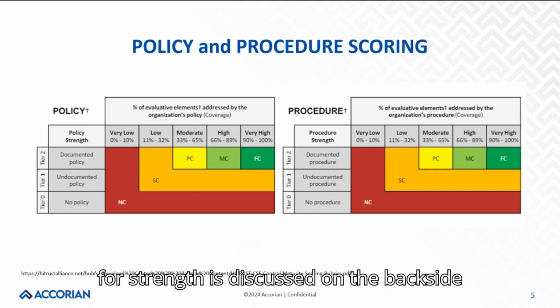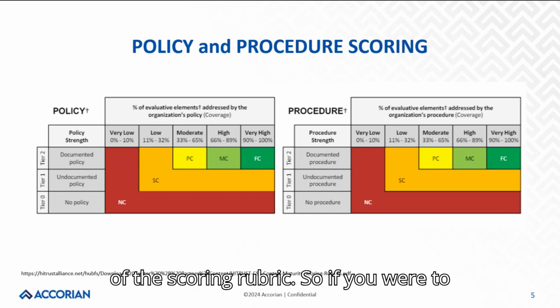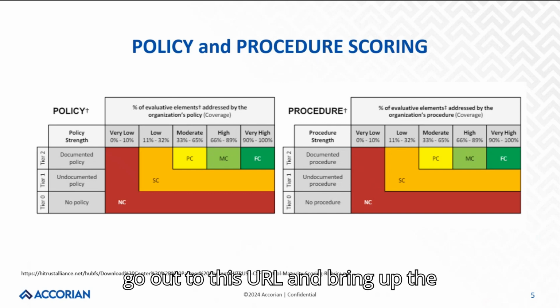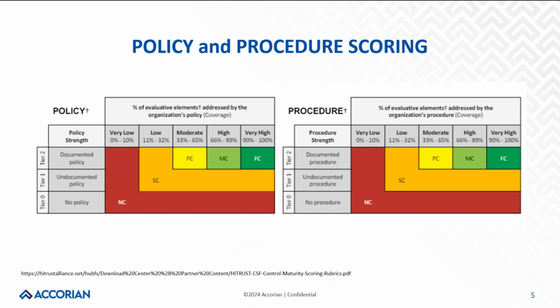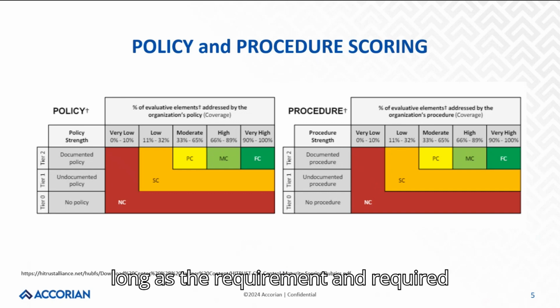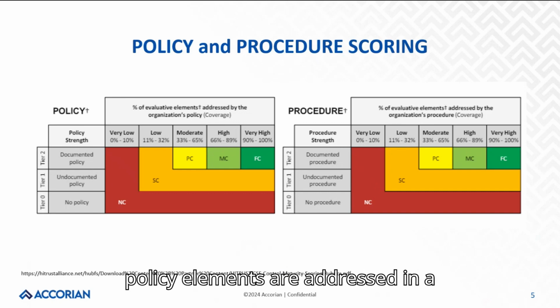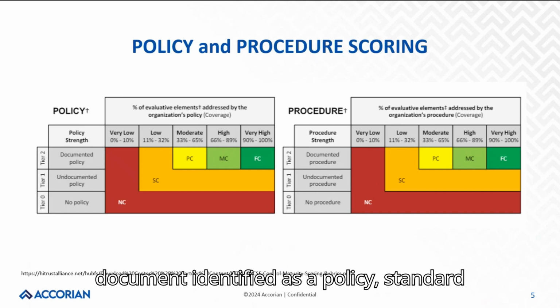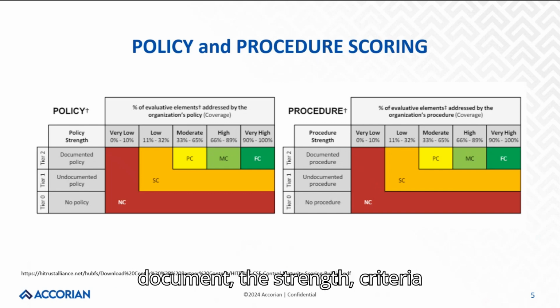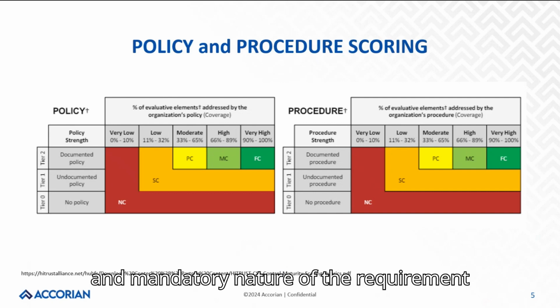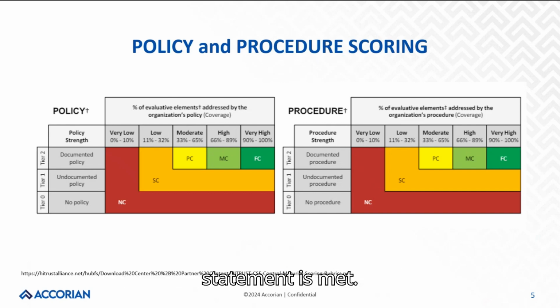Criteria for strength is discussed on the back side of the scoring rubric. If you were to go out to this URL and bring up the scoring rubric, you would see the criteria for evaluating both policy and procedure. Under this current scoring rubric, as long as the requirement and required policy elements are addressed in a document identified as a policy, standard, directive, handbook, or other similar document, the strength criteria and mandatory nature of the requirement statement is met.